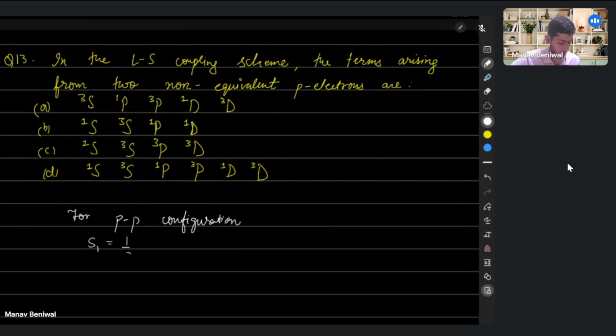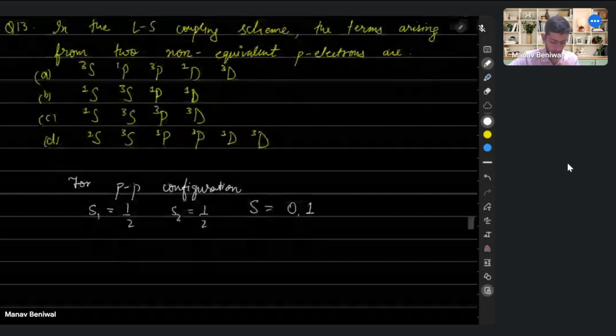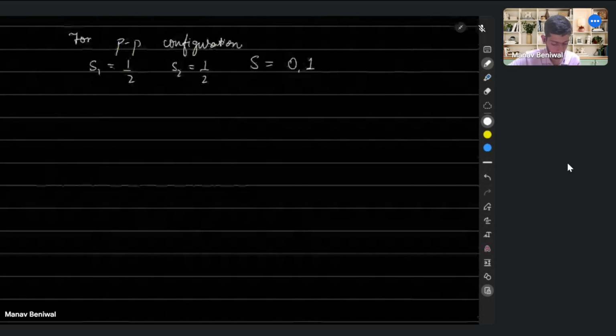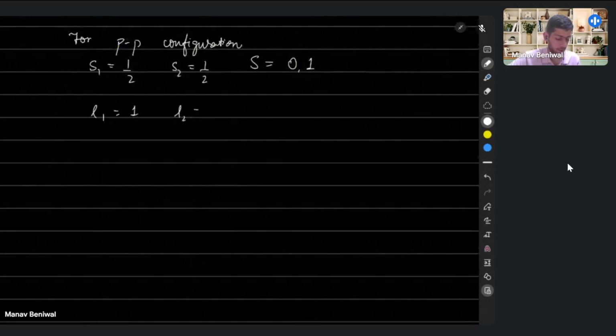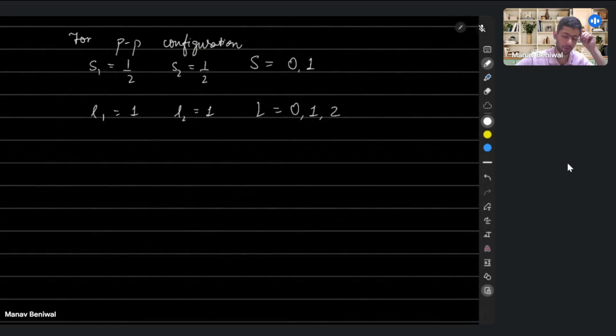S1 is equal to half, S2 is equal to half. This means S will be 0 or 1. L1 is 1, L2 is also 1, so L will be 0, 1 or 2, right? Because L1 plus L2 is 2 and L1 minus L2 is 0. So 0, 1, 2.